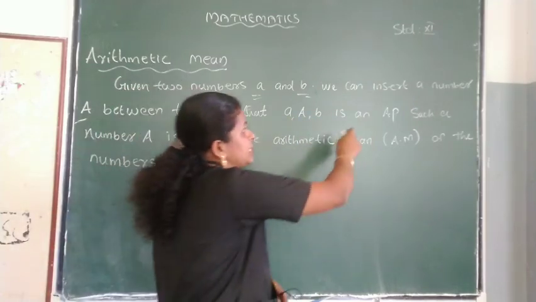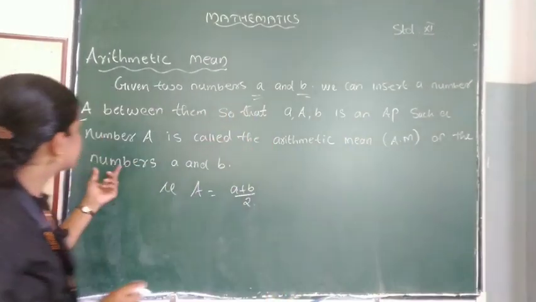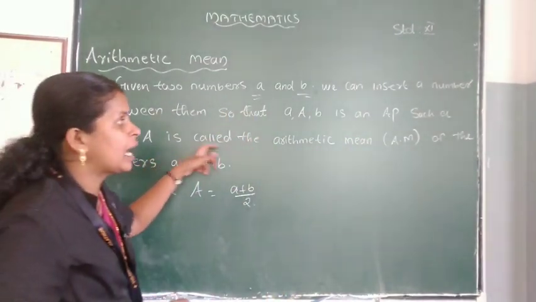Okay, the given sequence is an AP. So, such a number A is called the arithmetic mean.